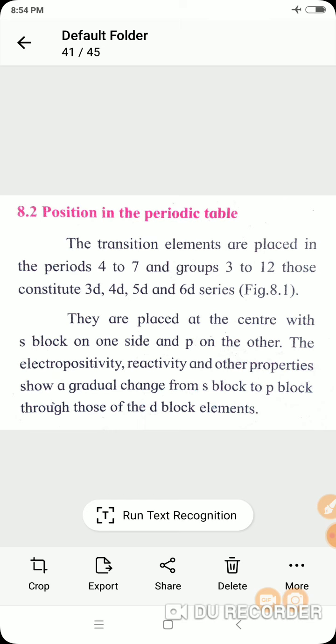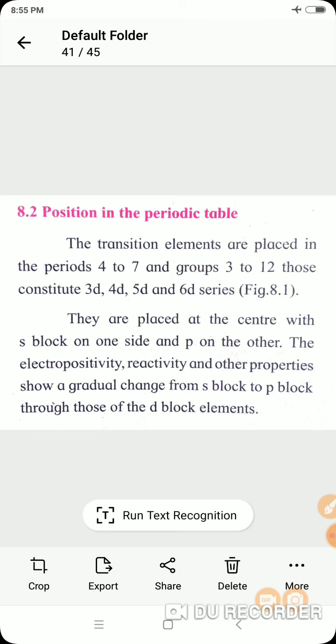We also learned the table indicating the four series in the previous video: 3D series, 4D series, 5D series and 6D series. Why are the series called 3D, 4D, 5D and 6D series? Because in all the 3D series elements, the last valence shell electrons enter the 3D orbital, so they are called the 3D series. Similarly 4D series, 5D series and 6D series.